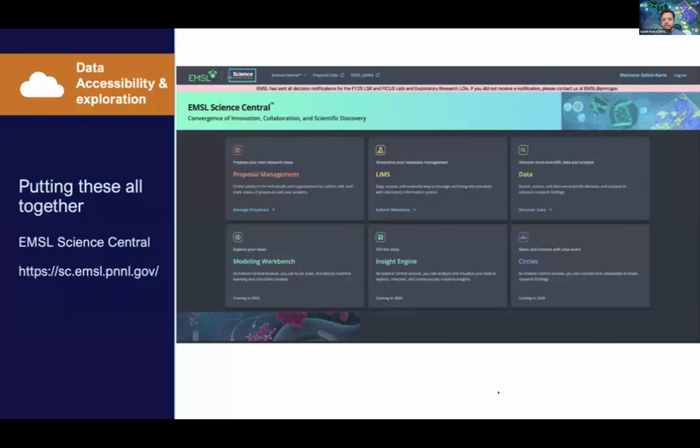And so putting all this together, we're building on this new EMSL Science Central platform with the vision to seamlessly integrate all the data coming from the laboratory instruments, the analytical results, and then enabling downstream data analysis, exploration, and integration with models. And so I've highlighted the URL here. If you're interested in checking it out, please go and see the new EMSL Science Central portal.